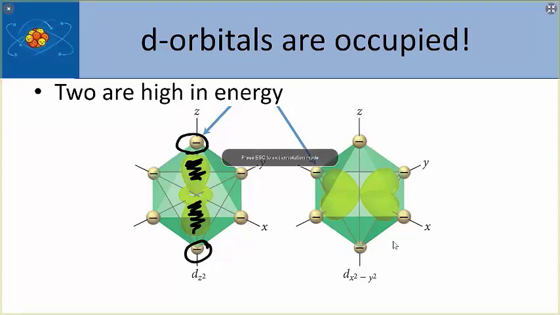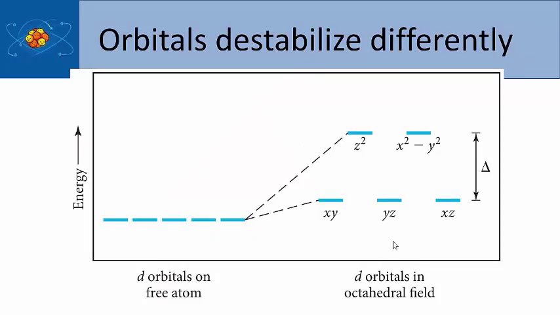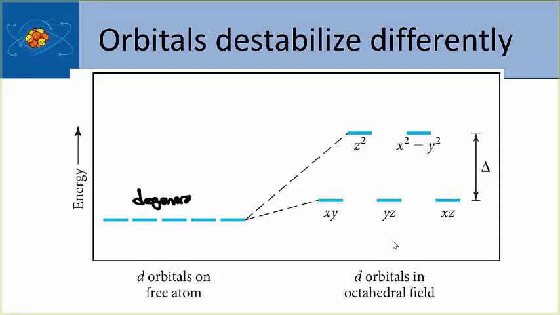So when you take that into consideration and raise the energies of the orbitals according to their interactions, on a relative scale, because we haven't quantified how much the destabilization is, no matter how you do it, dx squared minus y squared and dz squared are always going to be higher than the other three orbitals. As a result, there's this split in the energies. These ones on the left are degenerate, degeneracy meaning they have the same energy. The d orbitals are no longer all degenerate; they are split.